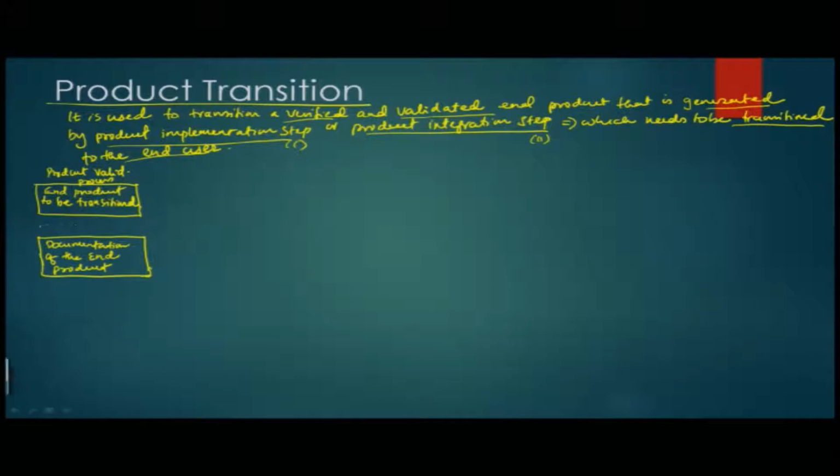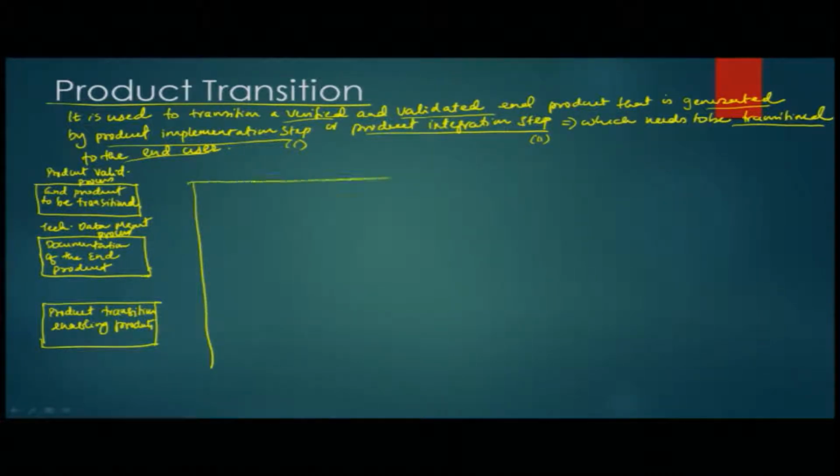Okay. This is from the tech data management process. Then comes the third one, product transition, enabling products. Okay. So, these three become the input to our system.